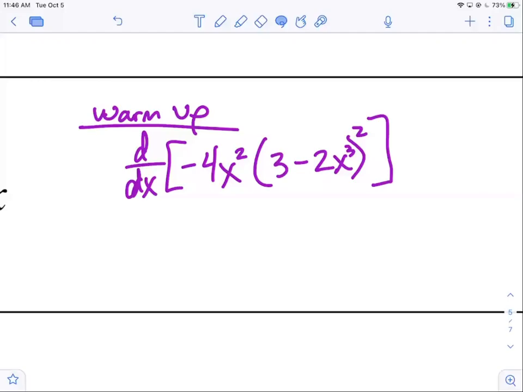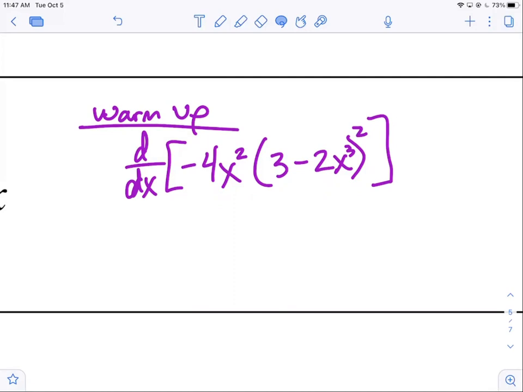Here we go. All right, so for our warm-up here, we have the d/dx. What does that mean, d/dx in front? Take the derivative of what follows with respect to x, right? The only rules that we know right now are the power rule and the sine and cosine rules.